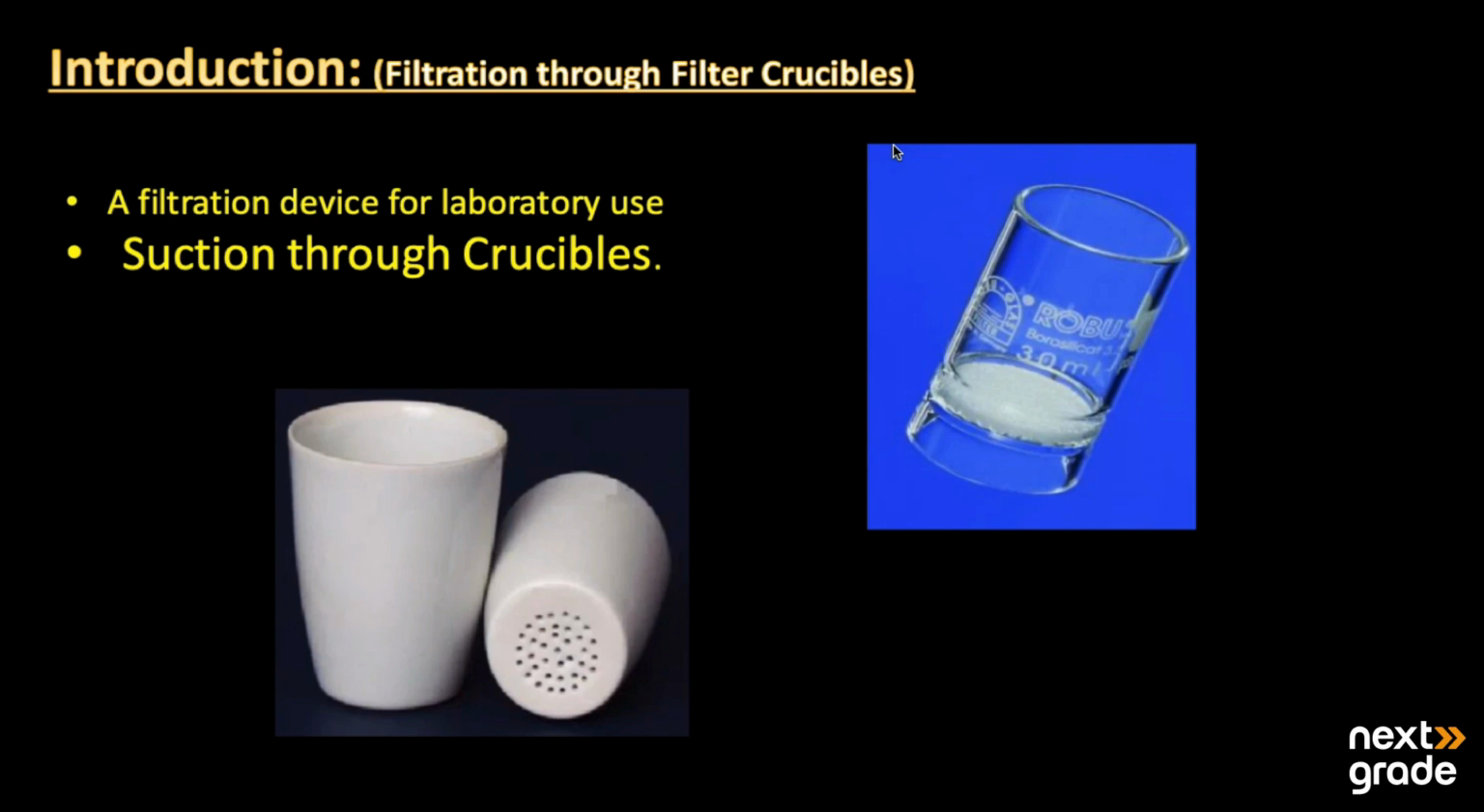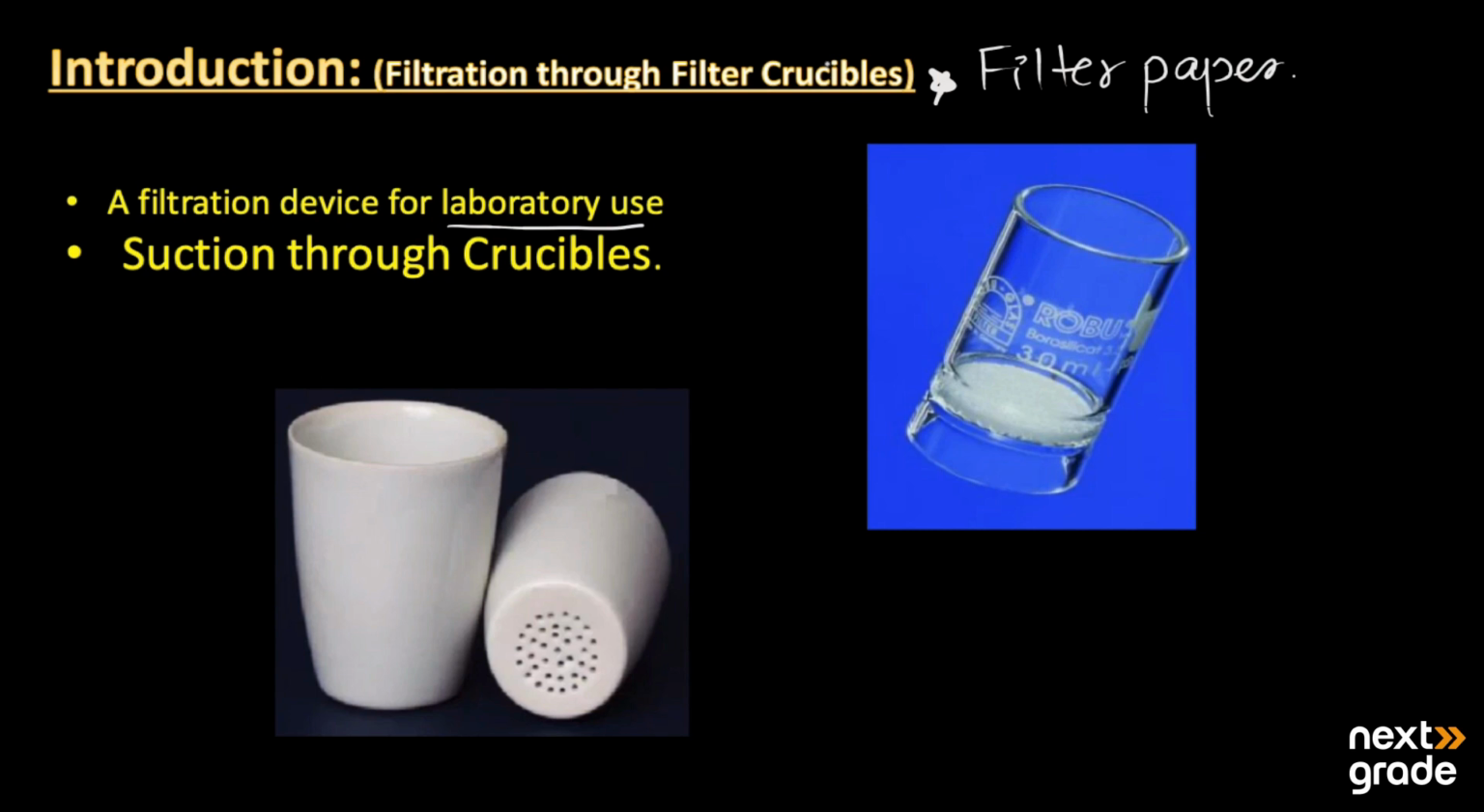So in today's video, we are going to discuss filtration through filter crucibles. In our previous lesson, we learned simple filtration through filter paper. Now we will discuss filtration by the use of filter crucibles. A filter crucible is mainly a filtration device used in the laboratory. Let us know what a crucible is and what type of material is used for manufacturing crucibles.